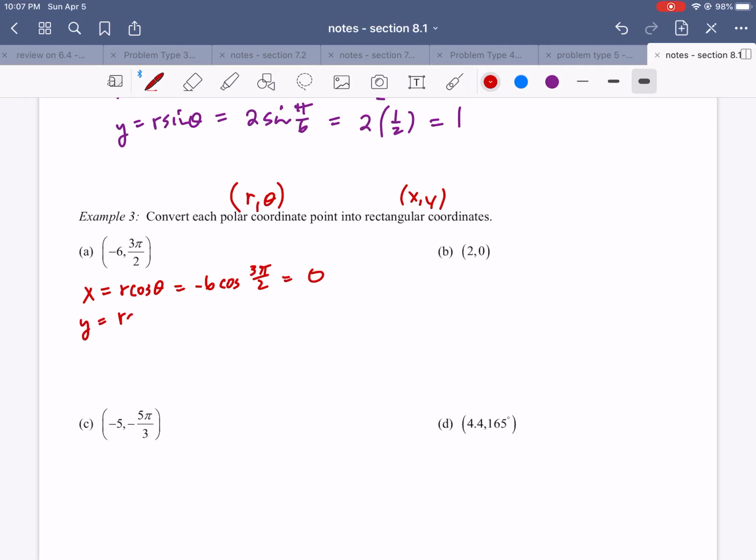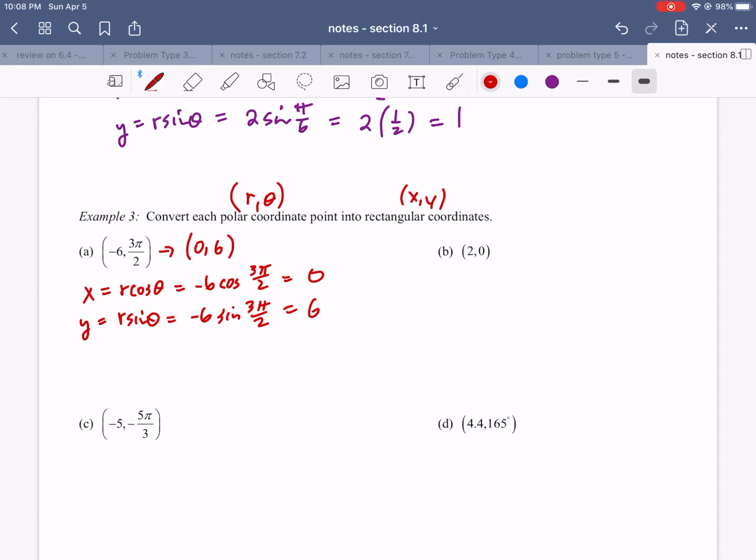And the y-coordinate is going to be r sine of theta, which will be negative 6 times the sine of 3 pi over 2. The sine of 3 pi over 2 is negative 1, so negative 1 times negative 6 gives you positive 6. And so this is the point in rectangular coordinates 0 and 6.